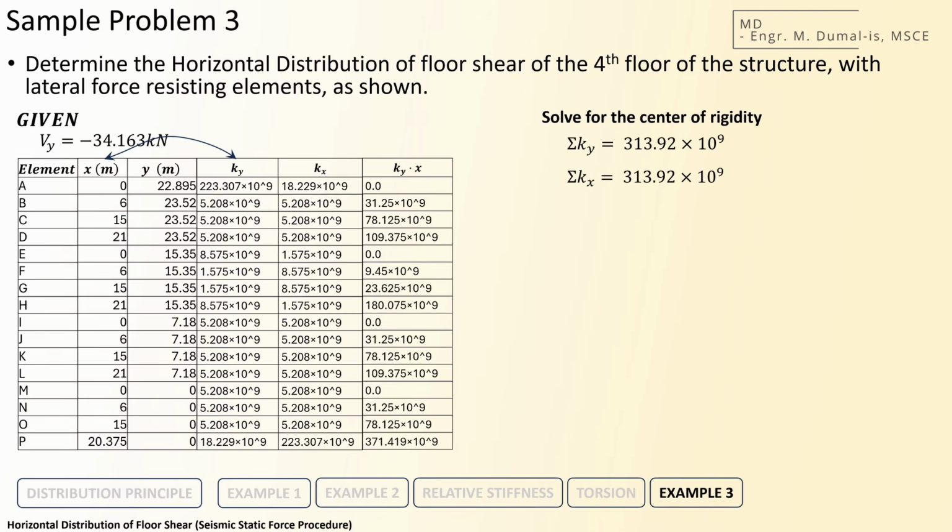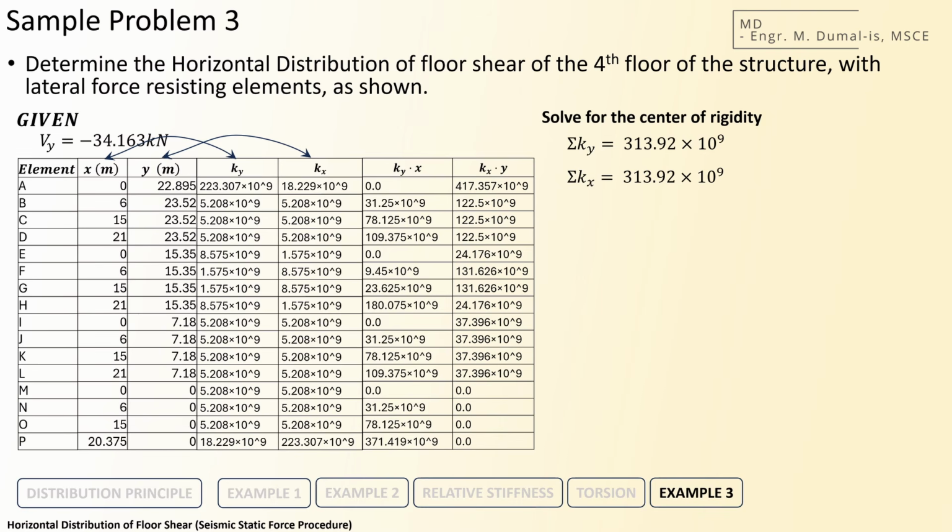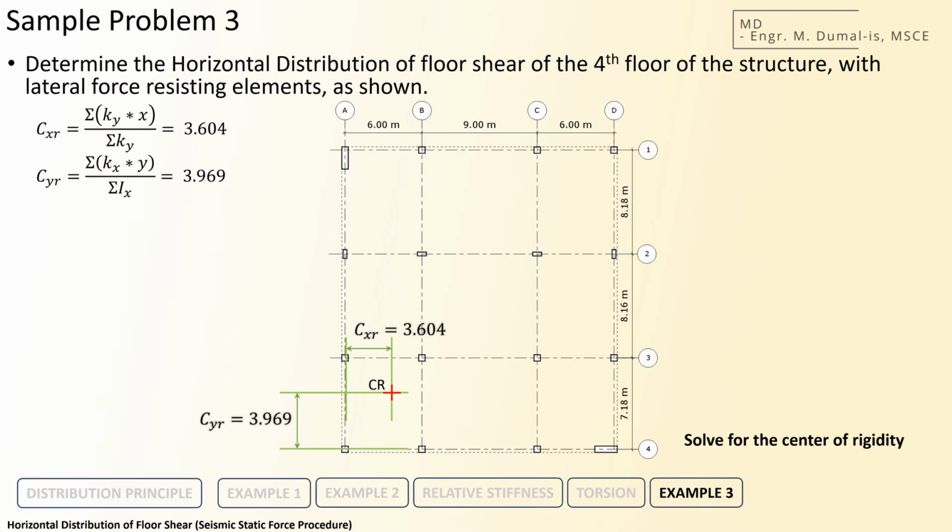For the x-coordinate of the center of rigidity, we multiply each element's x location by its stiffness in the y direction. Then, we add up all these products and divide by the total y direction stiffness. For the y-coordinate, we do the reverse. Multiply each element's y location by its stiffness in the x direction, sum those values, and divide by the total x direction stiffness. We can then visualize the location of the center of rigidity in the plan.